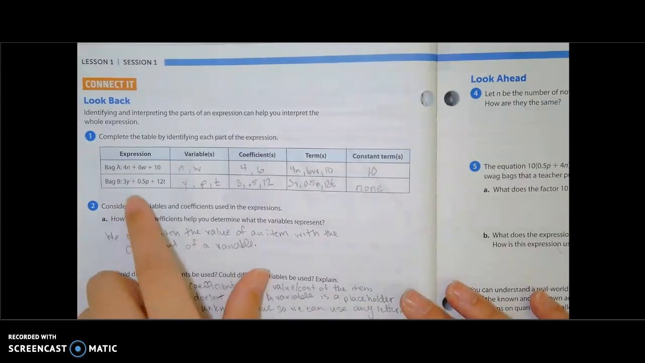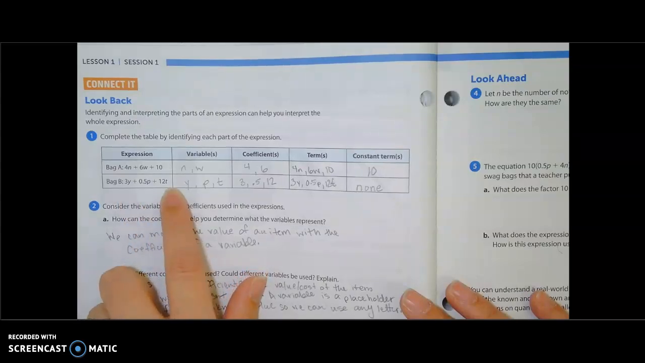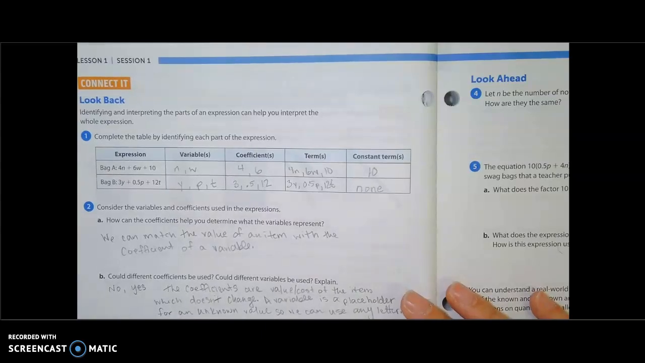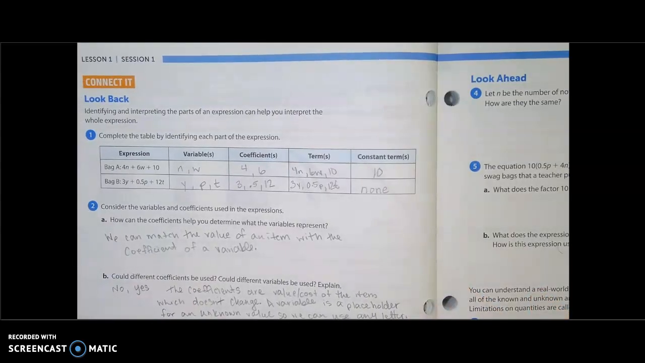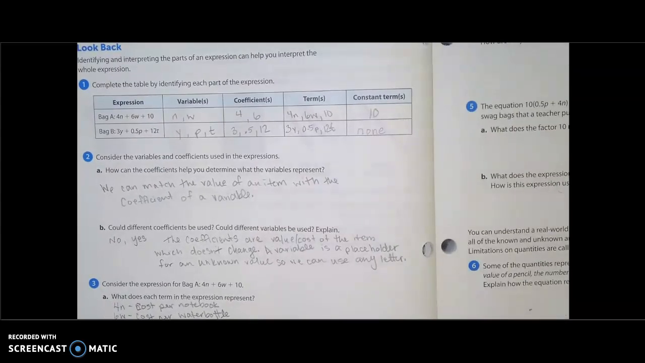If we go up to bag B, we now have variables y, p, and t. We have coefficients 3, 0.5, and 12, and the terms are 3y, 0.5p, and 12t. There is no term here that has no variable, so there is no constant term, so that's why we put none there.